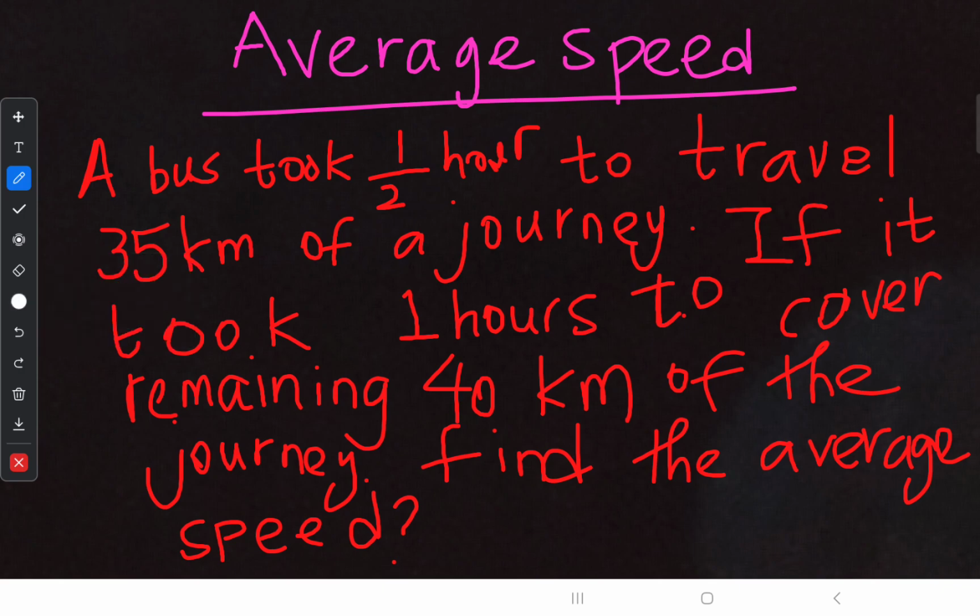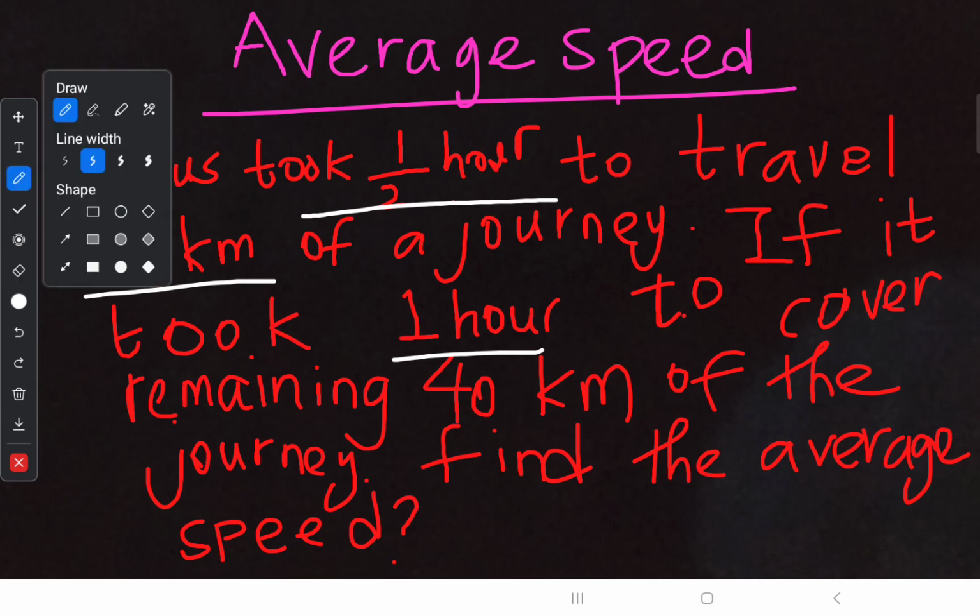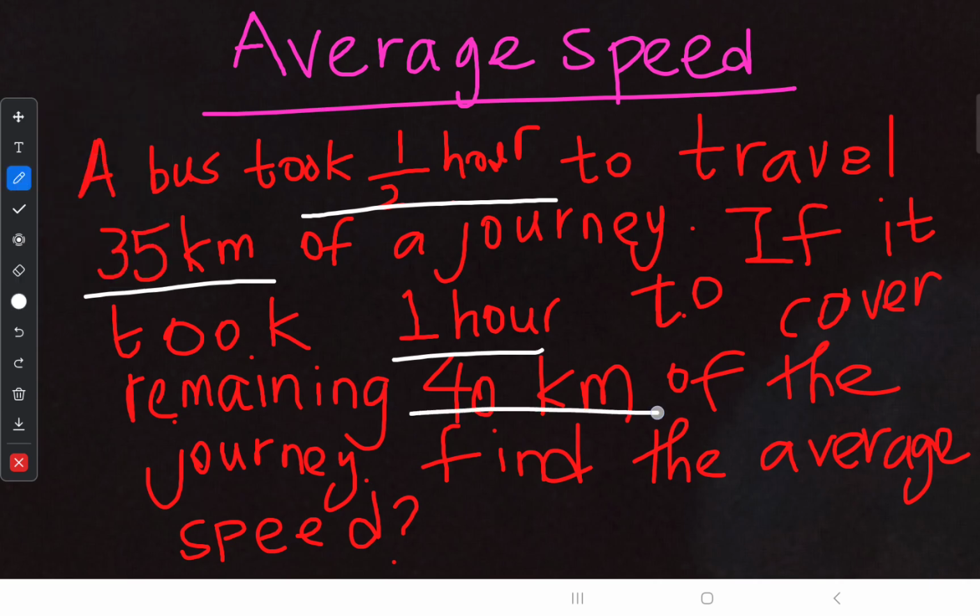This question is: a bus took half an hour to travel 35 kilometers of a journey. If it took 1 hour to cover the remaining 40 kilometers of the journey, find the average speed. Average means, if some data sets are given, we need to add all the data and divide that by the count of data.